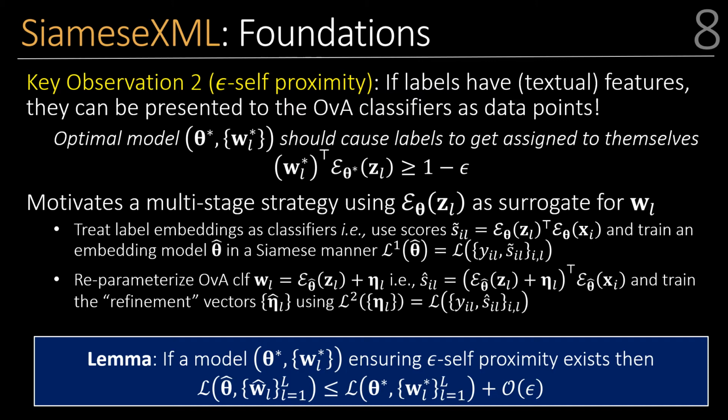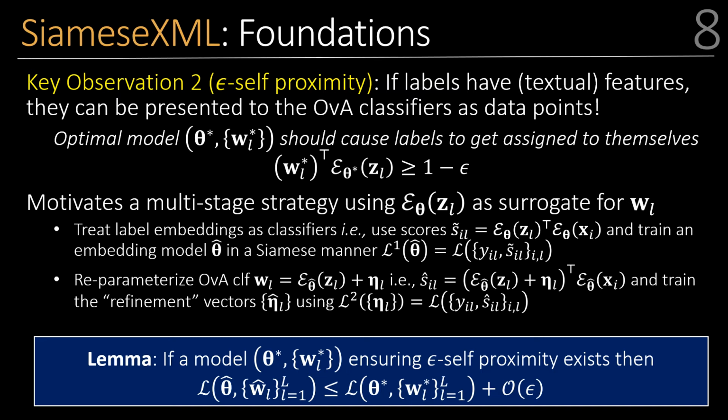This motivates a multi-stage training strategy where label embeddings E(z_l) are initially treated as classifiers, and a Siamese task loss such as L1 is used to learn the embedding model parameters. Subsequently, the one-versus-all classifiers are reparameterized as a combination of E(z_l) and a refinement vector eta_l, which are learned by optimizing a classification loss such as L2.